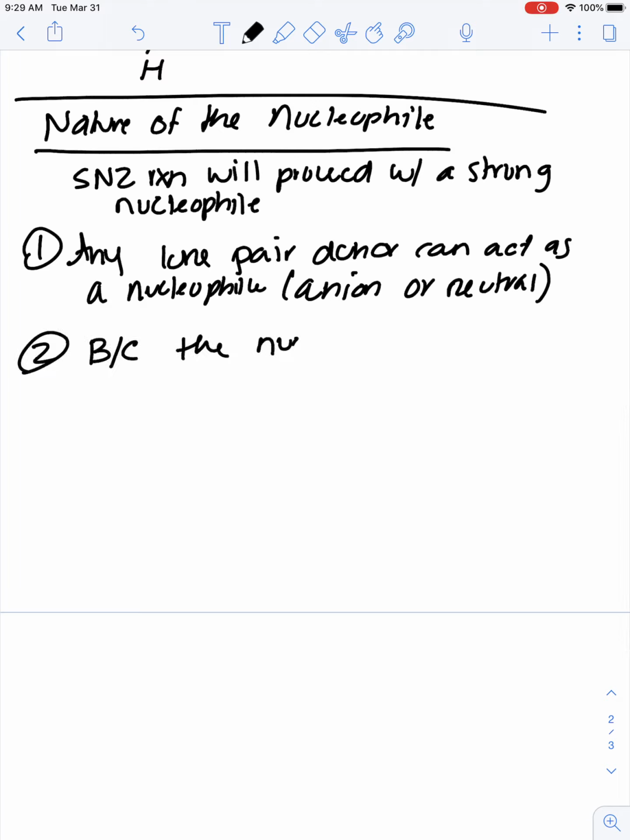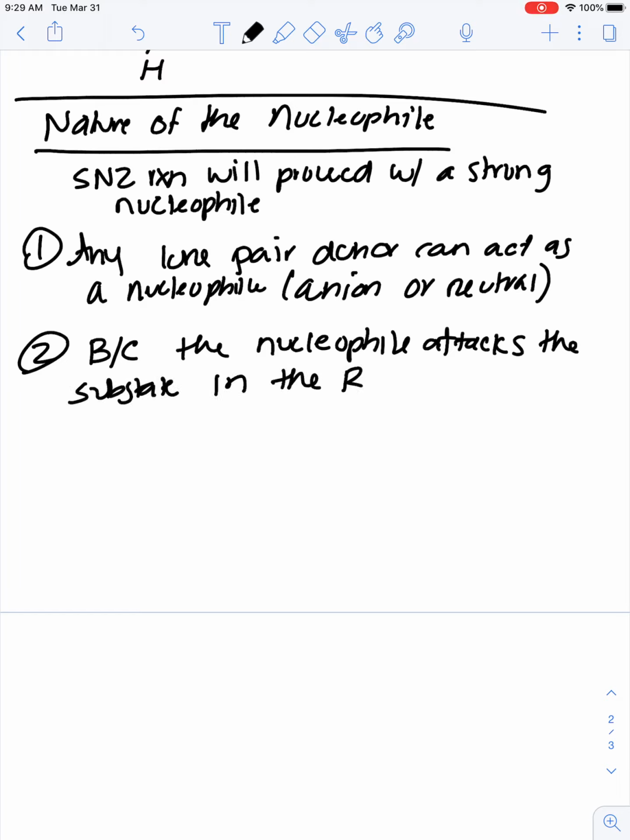So because the nucleophile attacks the substrate in the rate determining step, so remember the rate for a SN2 reaction is equal to k times the concentration of the nucleophile times the concentration of our substrate. So the nucleophile does play into the overall reaction rate of the reaction. So the stronger the species is as a nucleophile, the faster the reaction.